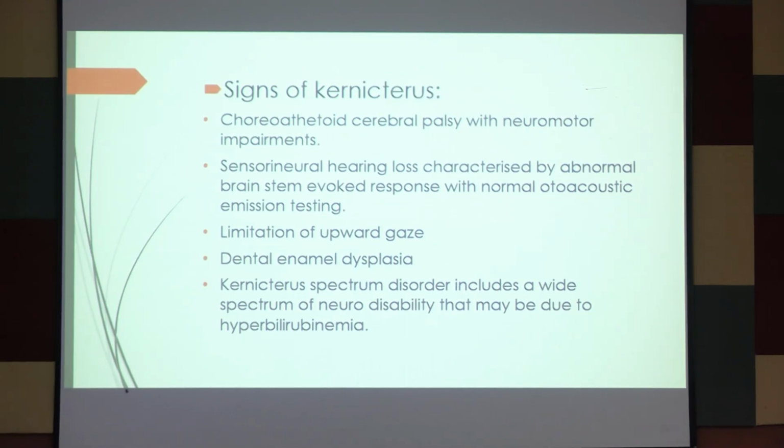What are the signs of Kernicterus? Choreoathetoid cerebral palsy with neuromotor impairments, then sensorineural hearing loss, limitation of upward gaze, dental enamel dysplasia, and Kernicterus spectrum disorder. This is a broad term, but you must remember these signs of Kernicterus.